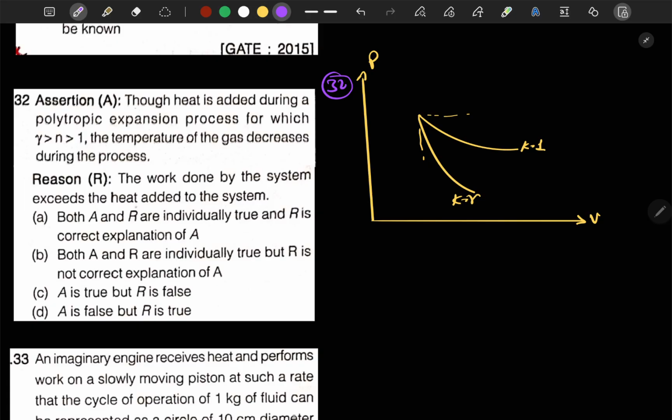Okay, now we are talking about K equal to n. This is our polytropic process. It is given that though heat is added during a polytropic expansion process, the temperature of the gas decreases. So we have been asked what happens to the temperature of the system.